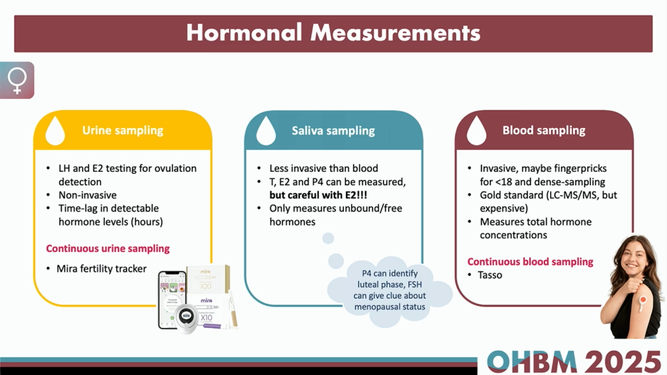So for instance, for the menstrual cycle, it's really advised to do ovulation testing, which is a urine sample, is non-invasive, it's cheap, and you can really make sure that you have an ovulatory cycle you're looking at. For the saliva, it is also less invasive than blood, but please be aware that you're only measuring free hormones, so not the bound ones. And blood sampling is the gold standard, but it's very expensive and also invasive. So for children or adolescents, it's less common to use it.